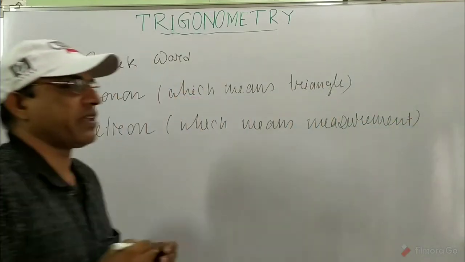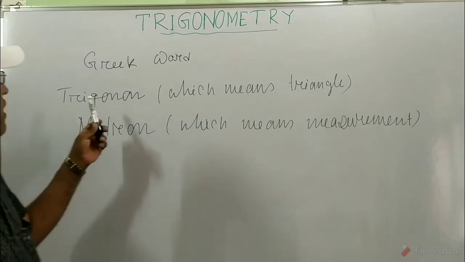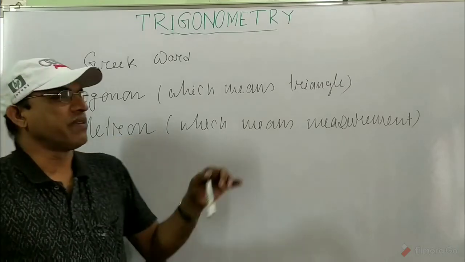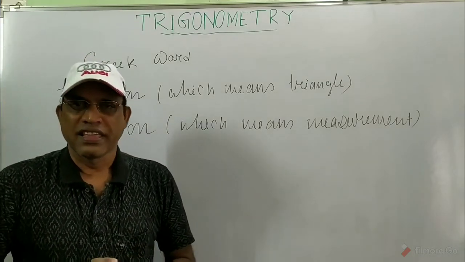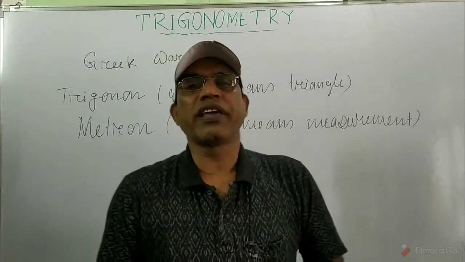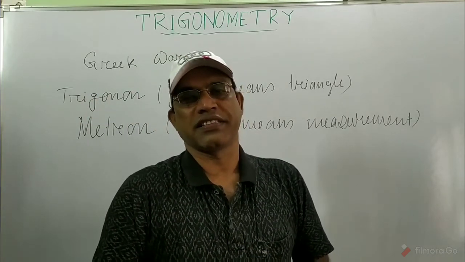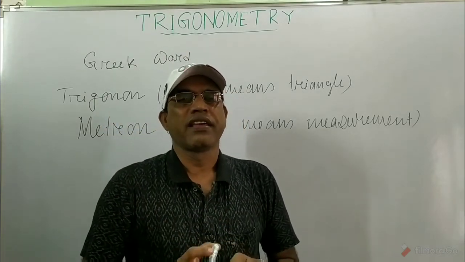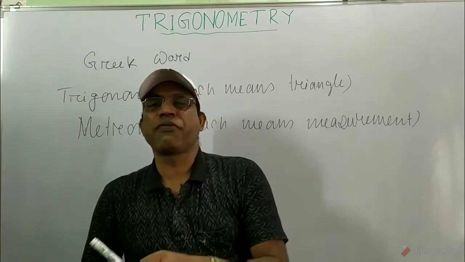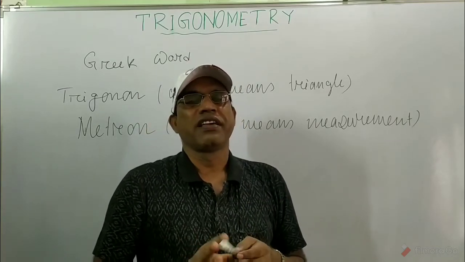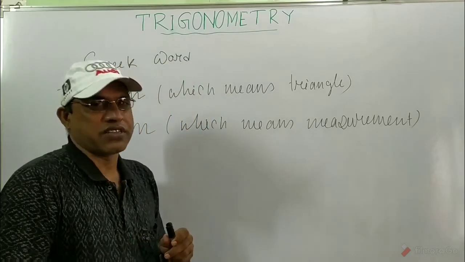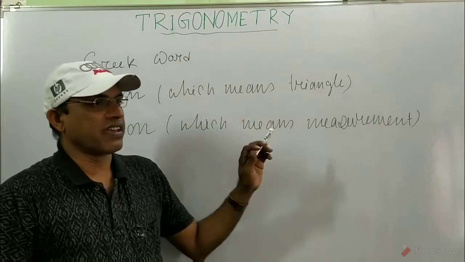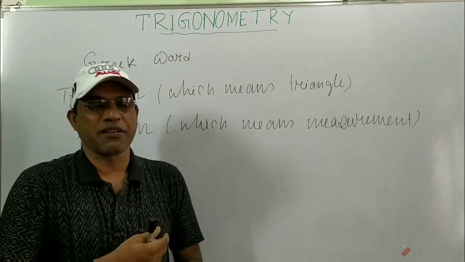Metron means measurement. So trigonometry means the measurement of triangles, of three sides and angles. If the three sides are given, then we can easily find the three angles. A triangle has three sides, and if the sides are given, we can easily find the angles, and if the angles are given, we can easily find the length of the sides. So this is our discussion: trigonometry means the measurement of the sides and angles of a triangle.